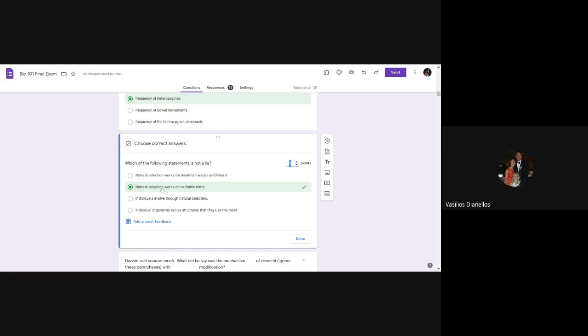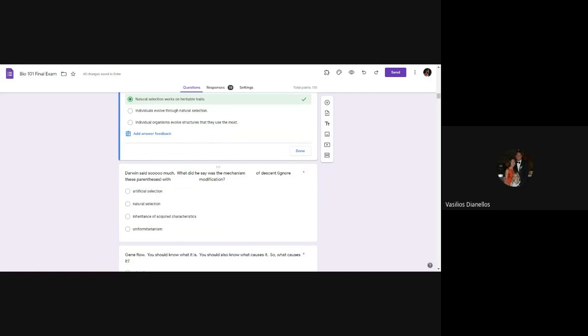Anyway, moving forward. What did Darwin say was the mechanism of descent with modification? It's written in an odd way and spaced oddly, but it's a simple statement and we've said it a few times. And again, everything you've seen here was discussed on the final exam review, but the answer is simply natural selection. Natural selection is the mechanism of descent with modification. It's that simple.